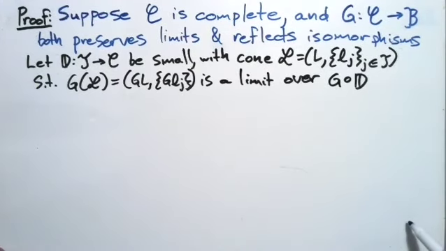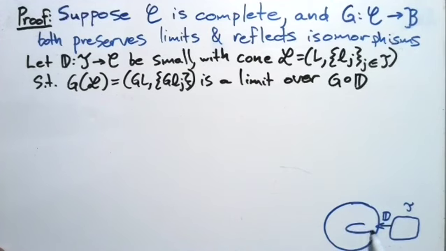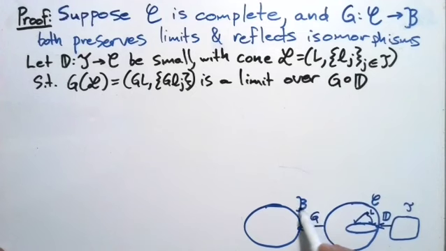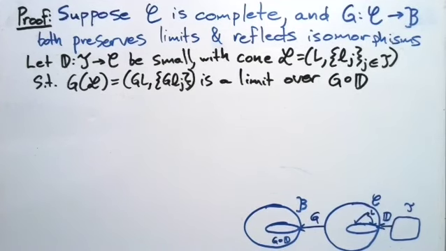So to make things easier, let's draw things out. So we have an index category J here, which maps by the diagram D into our category C. So this is D here in C. And then we have a cone L over D here, such that the image under G in the category B, so if this is our diagram, this would be G after D now, right? Either the composition of G with D, since they're both just functors, or you can think of it as applying our functor G to the diagram D, and that's what we get here.